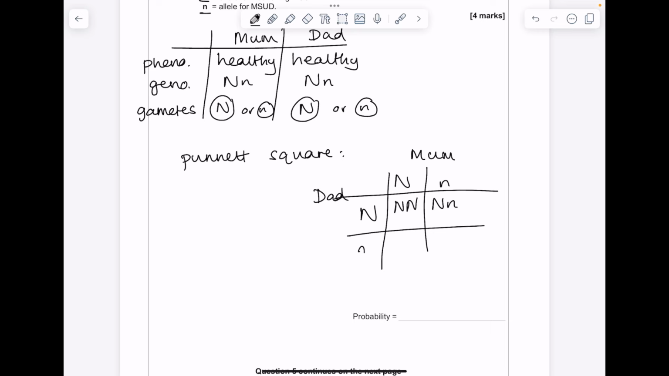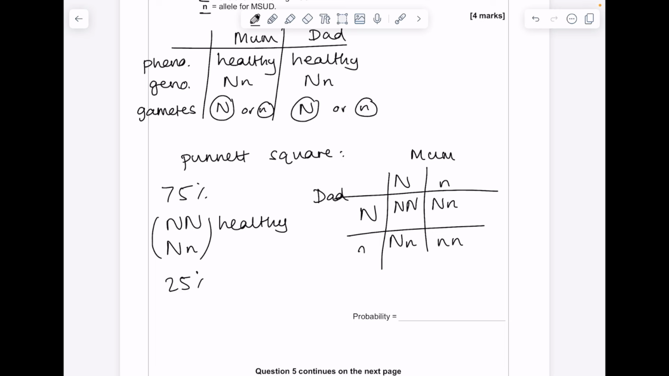So list the outcomes. So we have NN indicates a healthy child, as does lowercase n, big N, and that's 75%. And then 25% will have lowercase n, which means that disease.